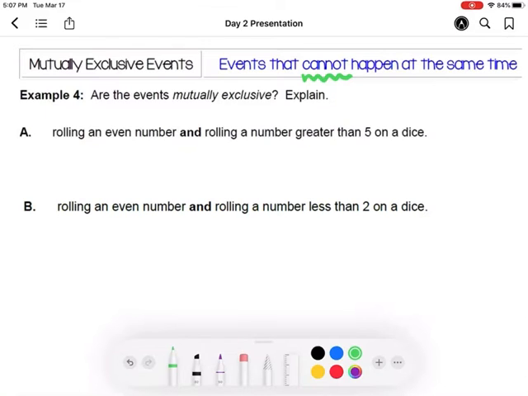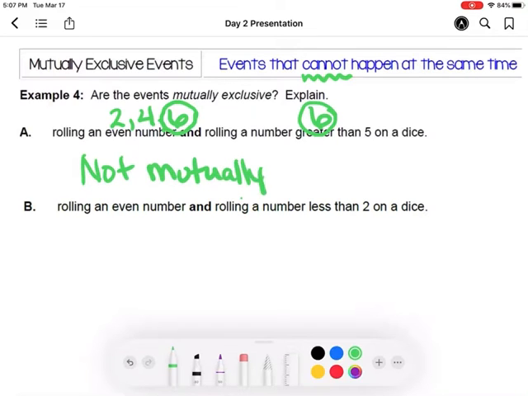So rolling an even and rolling a number greater than 5 on a dice. Are those mutually exclusive? Can they happen at the same time? So let's look here. Our evens would be our 2, 4, 6, and a number greater than 5 would be rolling a 6. So we can see that you can be even and be greater than 5 at the same time. So these events would be not mutually exclusive. For example, the number 6 is in both of those sets.